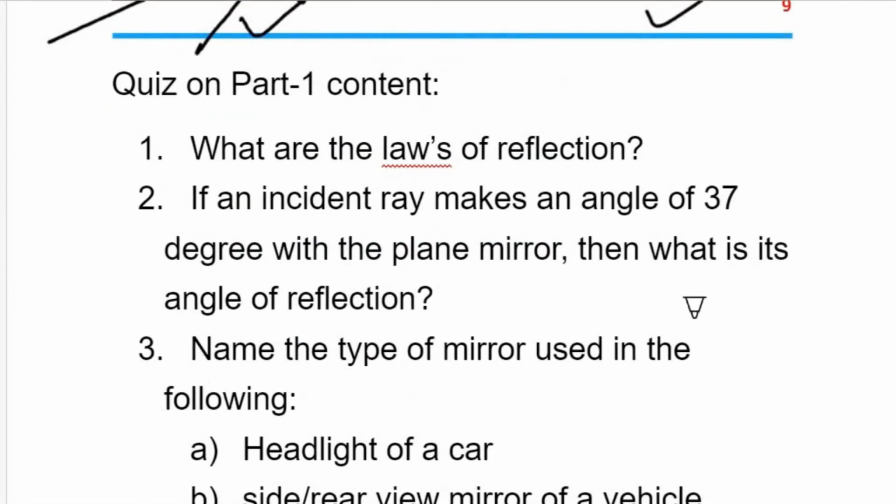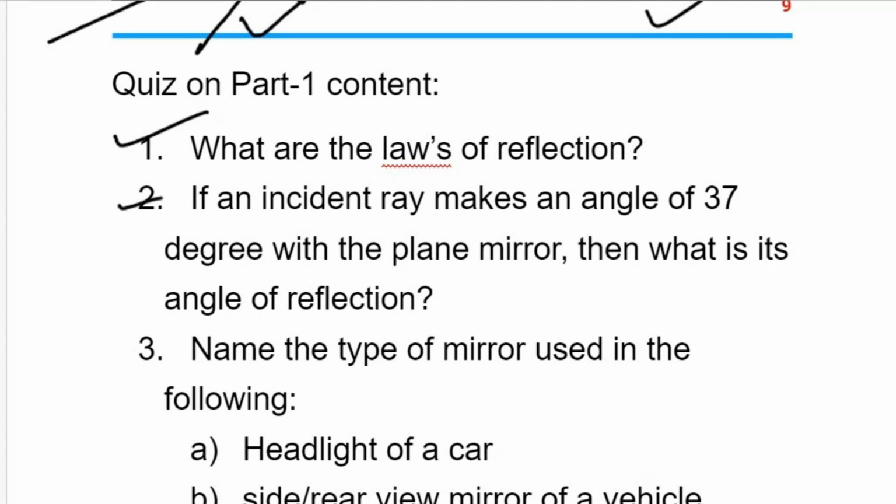The first one, what are the laws of reflection? There are two laws of reflection. First law is angle of incidence is equal to angle of reflection. Second law is the incident ray, reflected ray and the normal at point of incidence lie in the same plane.